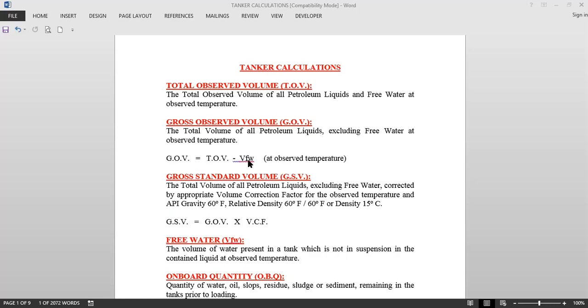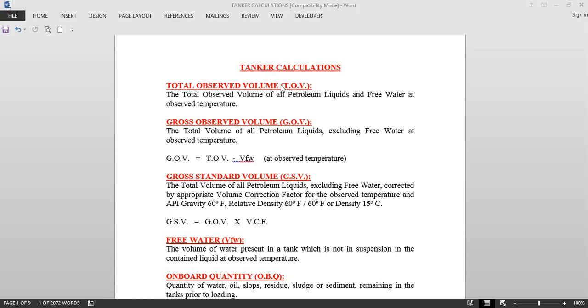This free water can be zero or there can be some water. Normally in products, you will not find any water. In refined products like gas oil, gasoline, or naphtha, you will not find any water. But there are certain crudes where there may be a large amount of water. If you load in Basra, Basra Light and Arabian Light crudes are known to have a lot of free water along with the crude. So when you subtract the total volume of free water from your total observed volume, you get the gross observed volume.